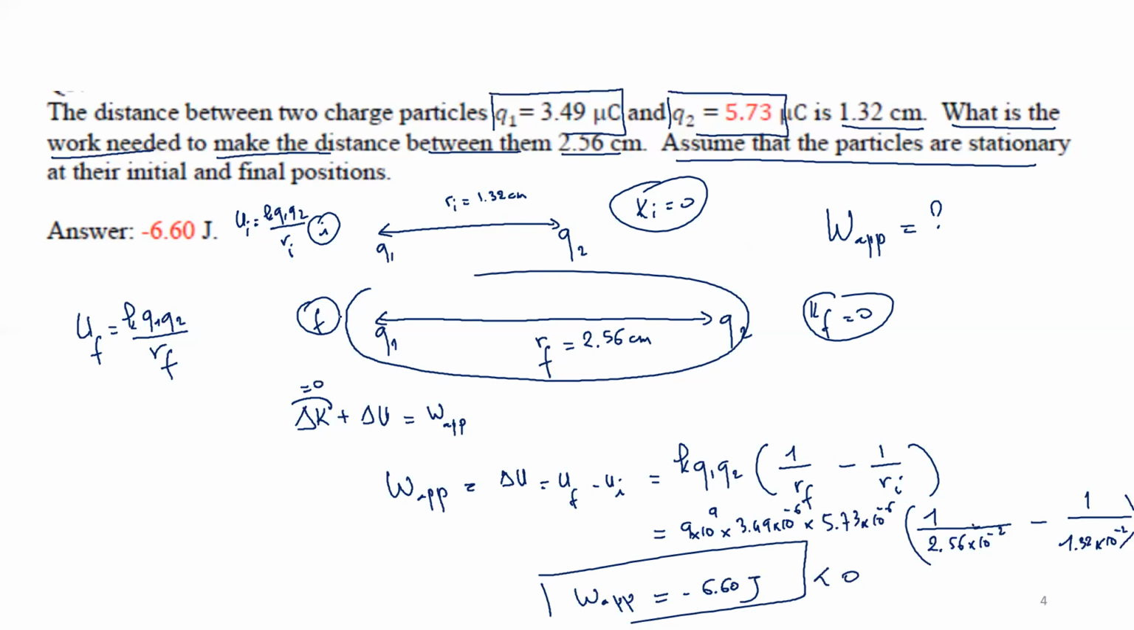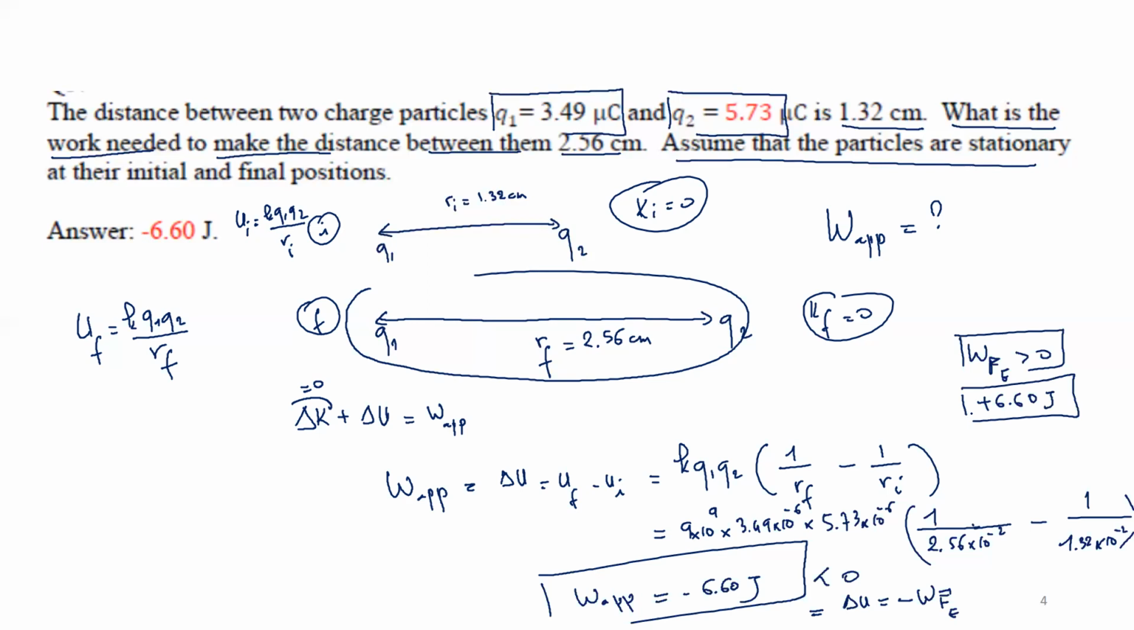Because look here, these two particles are both positively charged, so they repel each other. So you remember that basically this work applied is just delta U. But remember, what's delta U? Delta U, which is the change in electric potential energy, is just minus the work done by the electrostatic force. So if work applied is negative, that means that the work done by the electric force is positive, and it's equal to plus 6.6 joule.